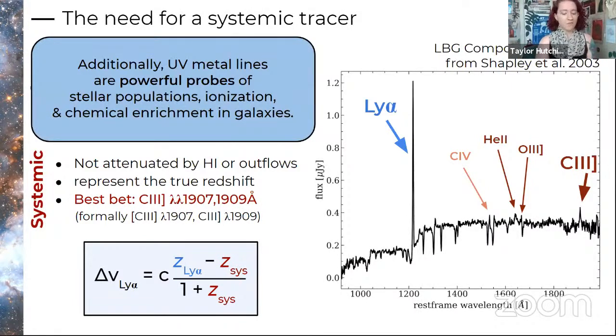But in general, all of these UV metal lines are really powerful probes of what's going on within the stellar populations, give you insight into the ionization in these sources, and also tell you a little bit about the chemical enrichment in these galaxies. So all of it's really powerful.